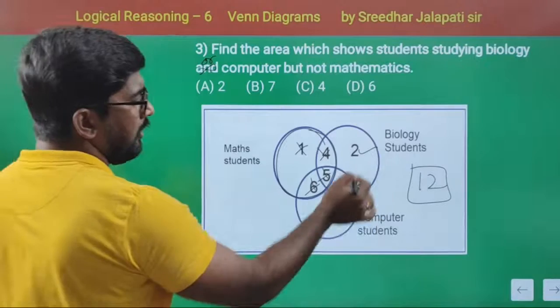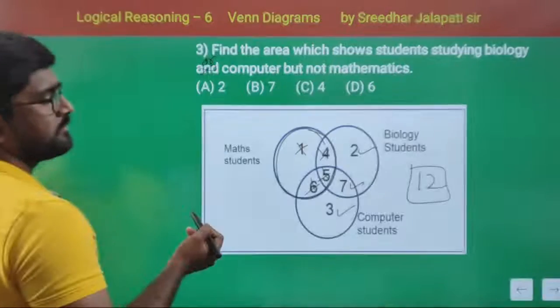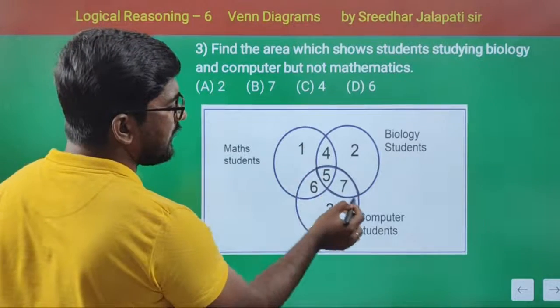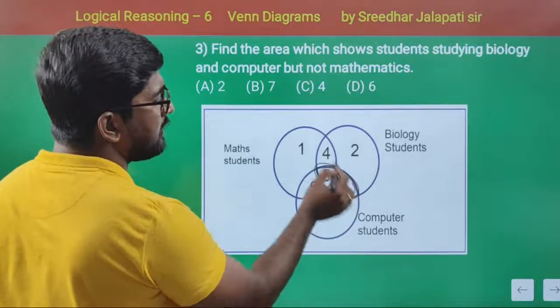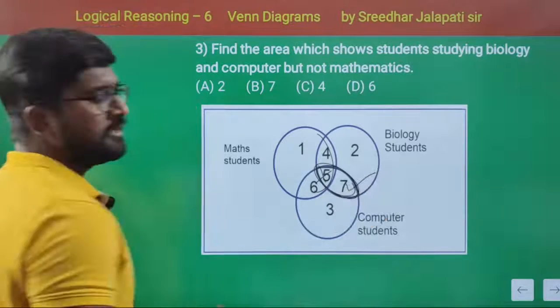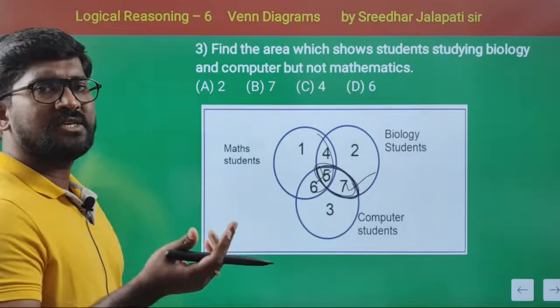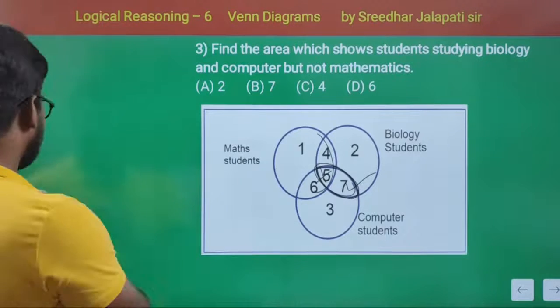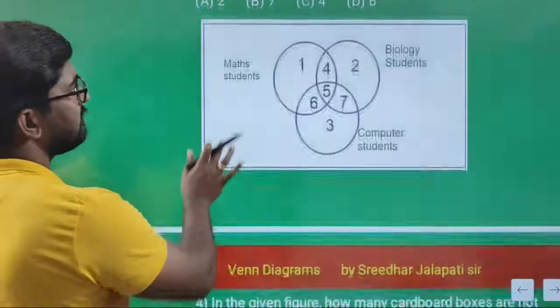Biology or computers but not mathematics. Is that clear? But if he asked biology and computers, that is 5 and 7, but not mathematics, so 7. You understand, with one word the entire question changes, thereby the answer also changes. Clear? Right. Let's move to the next question.